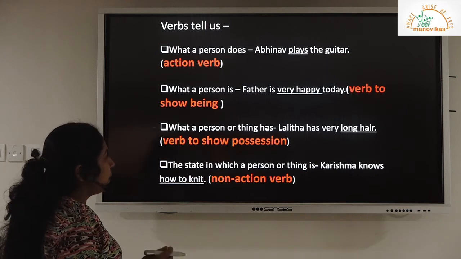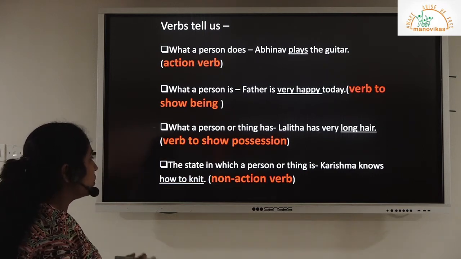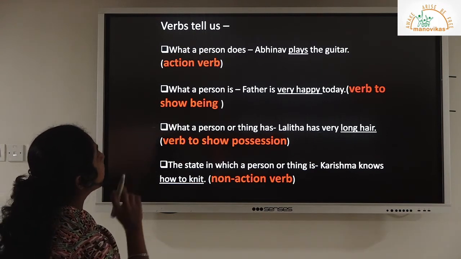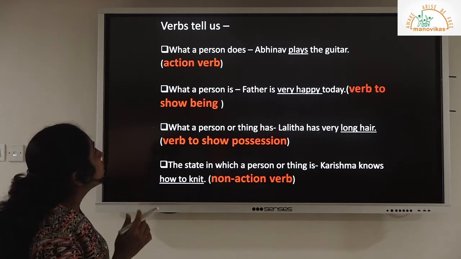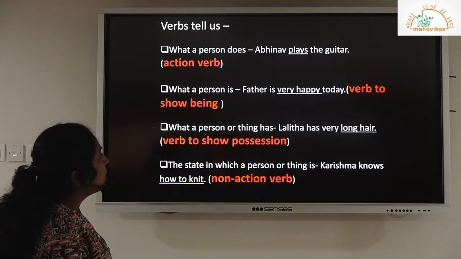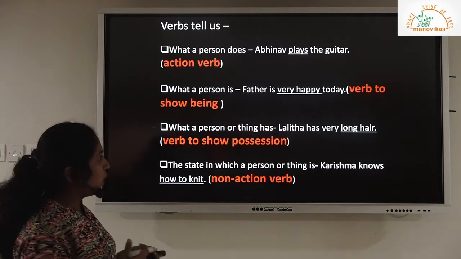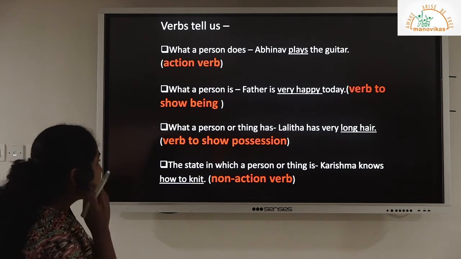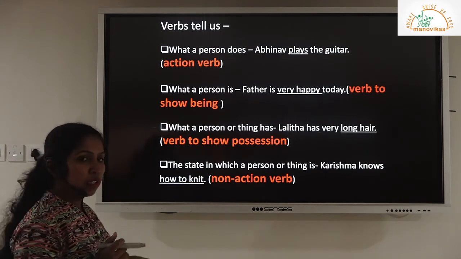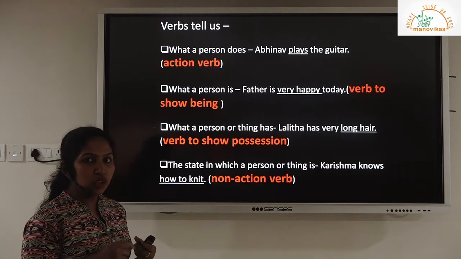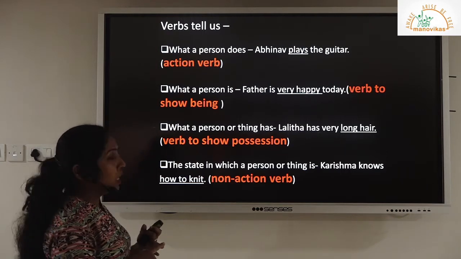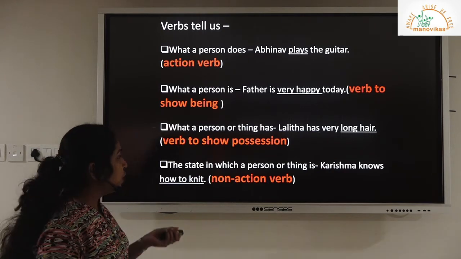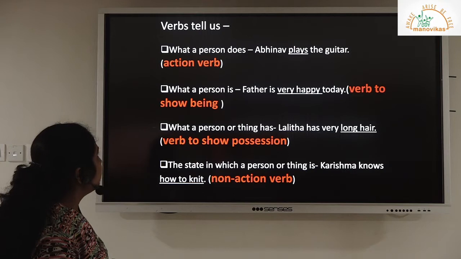The state in which a person or thing is: Karishma knows how to knit. If you've noticed, the first example is showing an action verb. The second one is the verb to be, showing how the person is, and then possession. The last one, Karishma knows how to knit, is not actually showing action, nor is it showing a state of being or possession. Hence it is put into the category of non-action verb.